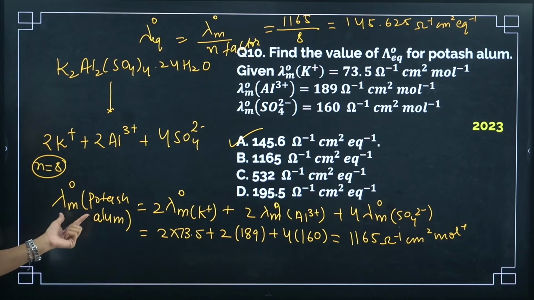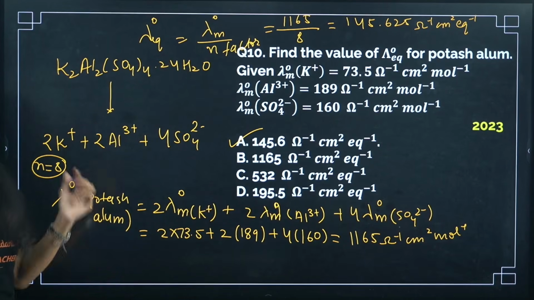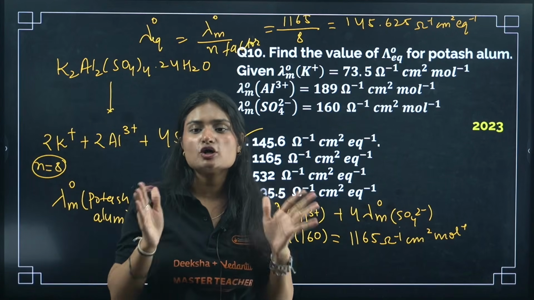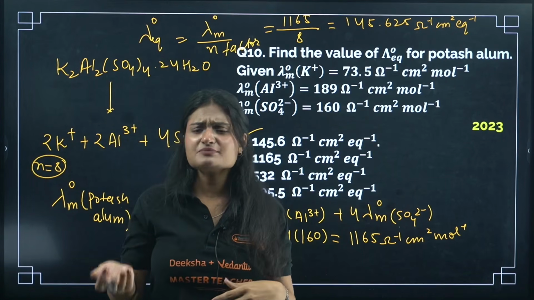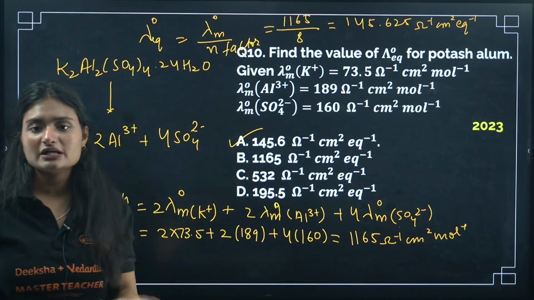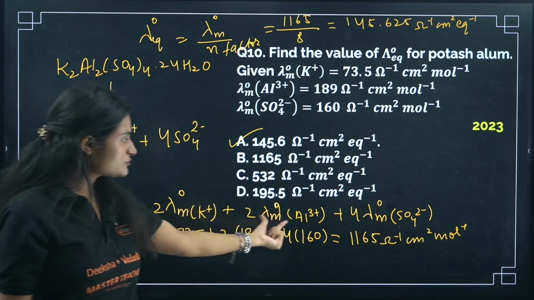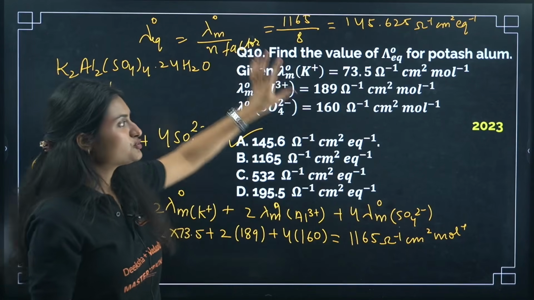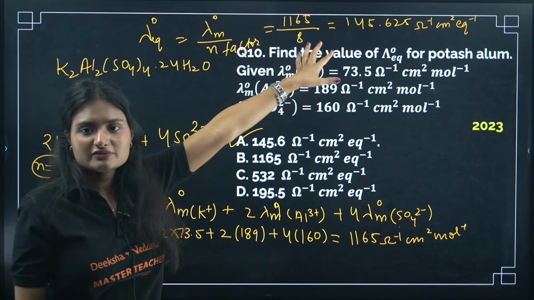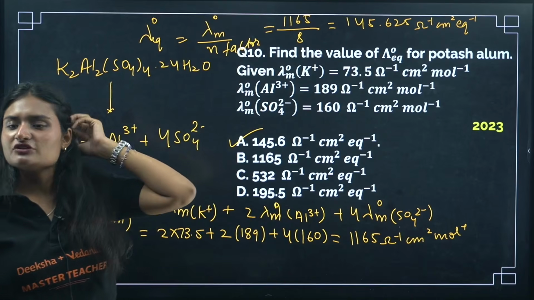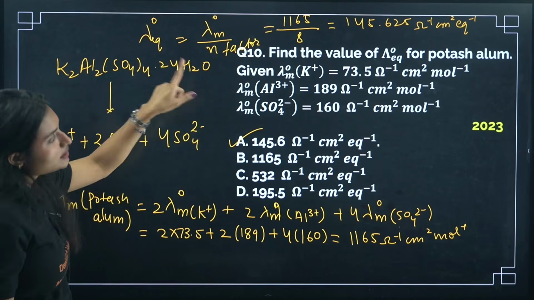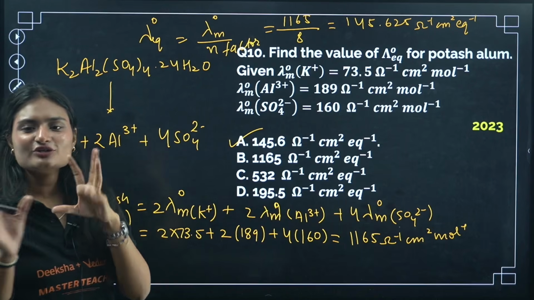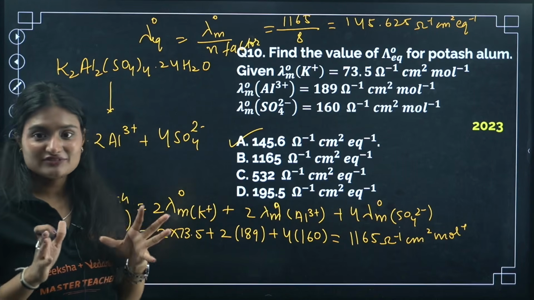And how do you calculate the molar conductance at infinite dilution for potash alum? It will be the sum of the molar conductance at infinite dilution for all the constituent ions, times their stoichiometry, in what amount they are present. So 2 times K+, 2 times Al3+, 4 times SO4 2-, whatever value we calculated, we substituted it in this equation divided by n factor, which was 8, and that's how we get the answer 145.6 ohm inverse centimeter square equivalent inverse. Okay, they look a little scary, but they are very easy.